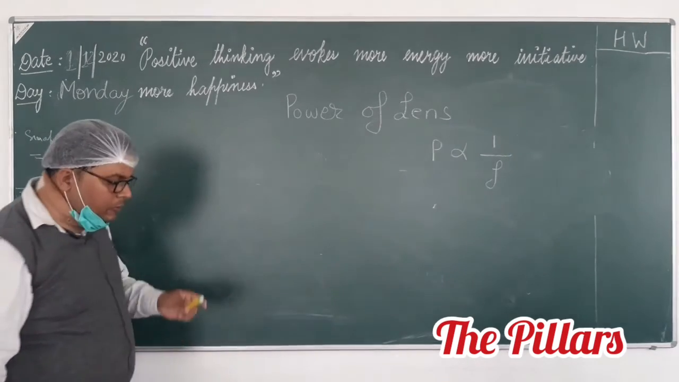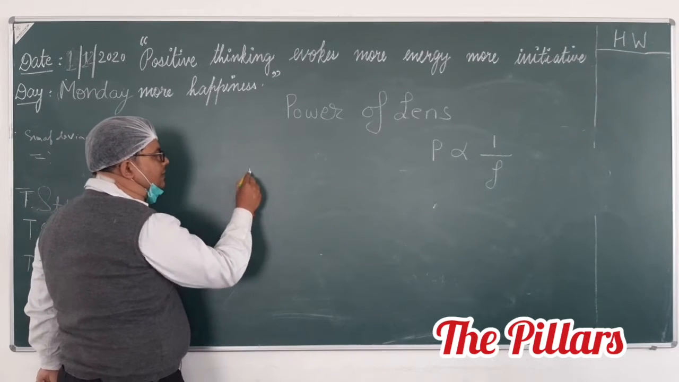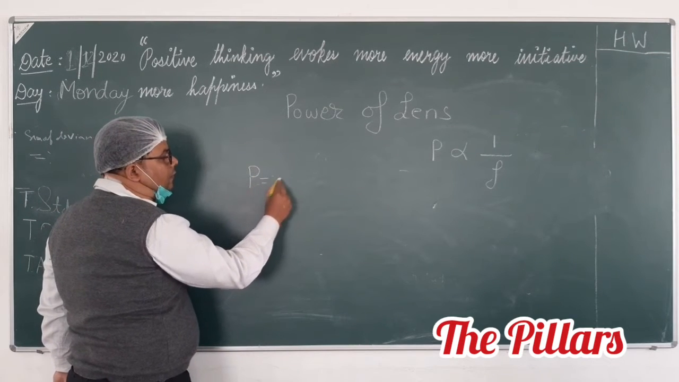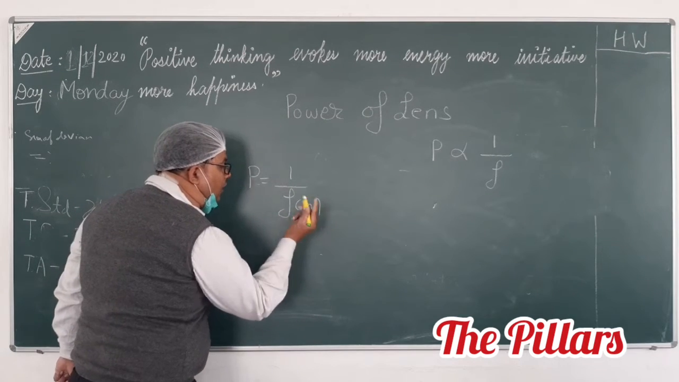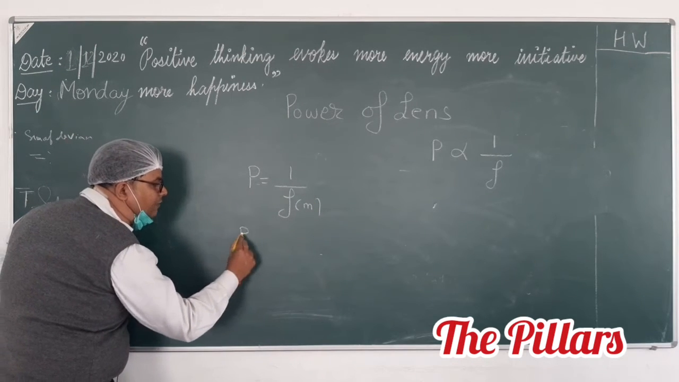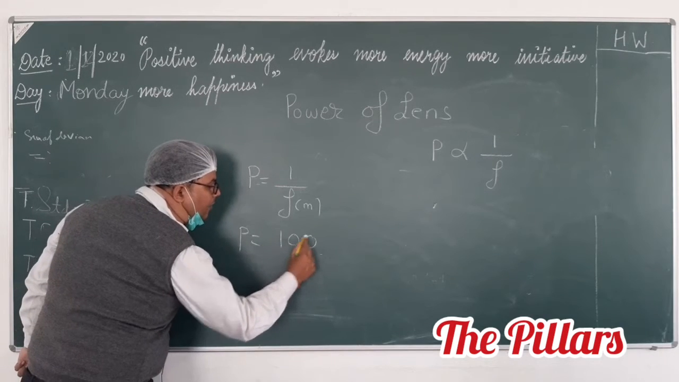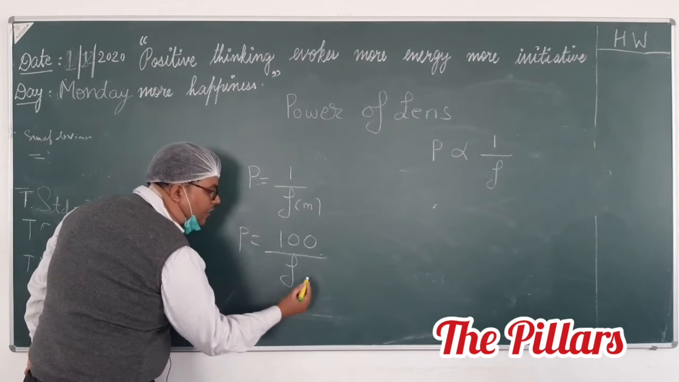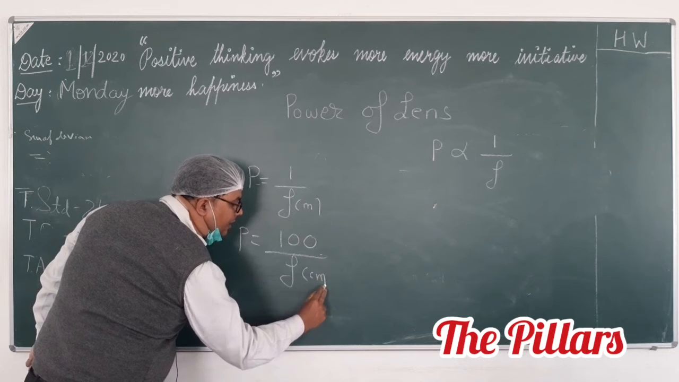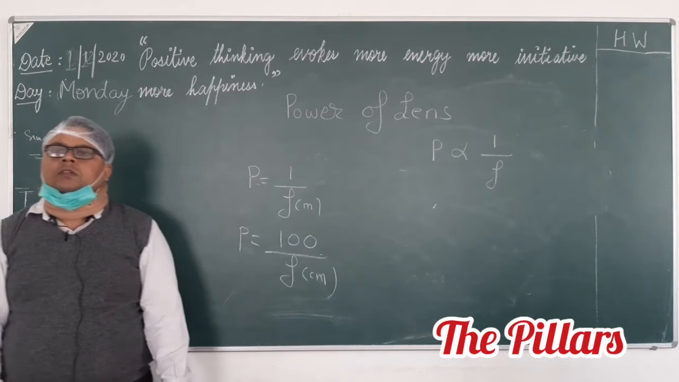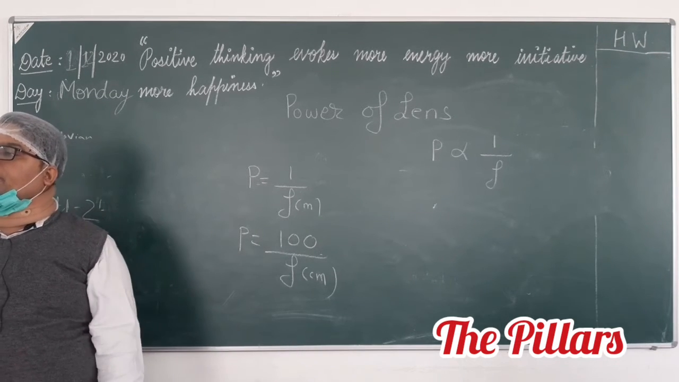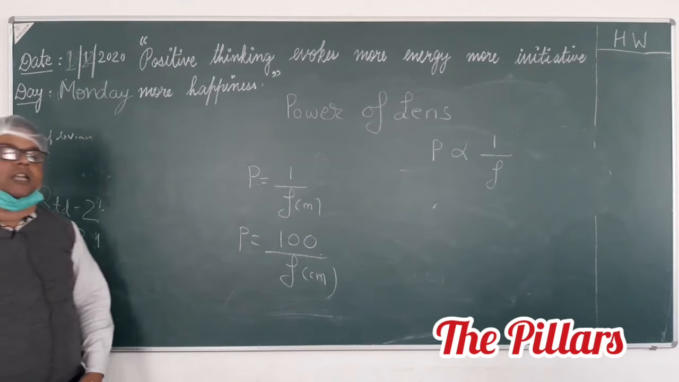So power of lens can be written as 1 upon f, and it should be in meter, or there is one more formula: power of lens equals 100 upon f, and here you write the focal length in centimeter. Take a note of this. The unit of power is diopter.